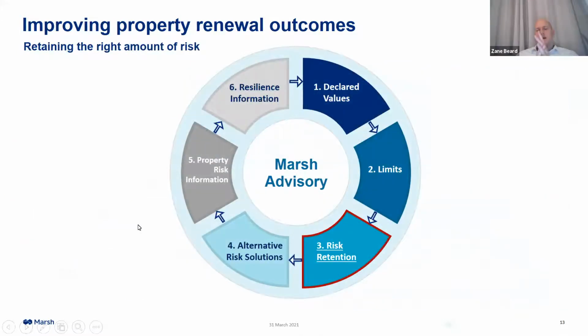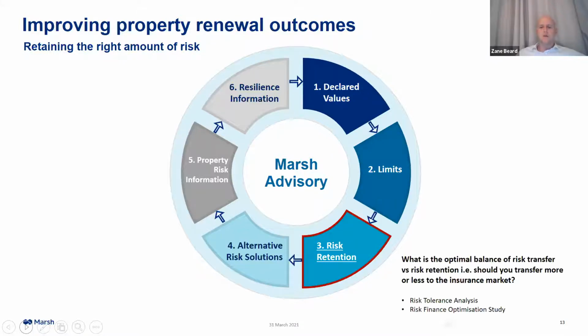Thanks, Sam. Thanks, Rob. And so look, we've talked about getting the declared values right, making sure you're not over or underinsured. Similar discussion on your limits, looking at that from an MFL perspective or a NatCat perspective if you've got natural catastrophe risk. The next point is, okay, risk retention. Are you retaining the right amount of risk?